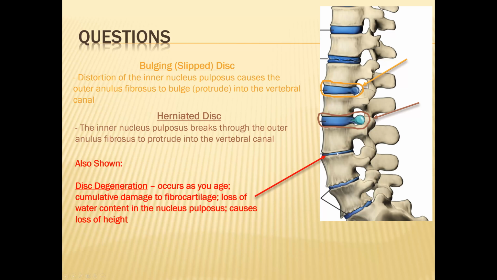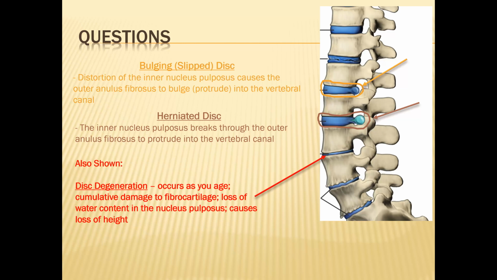Also shown in this image, but we didn't talk a whole lot about in lecture, is disc degeneration. This happens as you age. This is from cumulative damage to the fibrocartilage over your lifespan. As you age, you also lose water content in the nucleus pulposus, which is the inner portion, and so that causes it to lose height as well, and this causes you to overall lose height as you age. This is why you get shorter as you age.